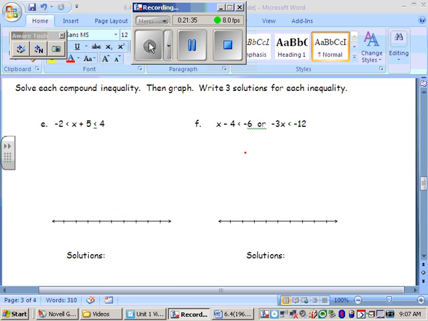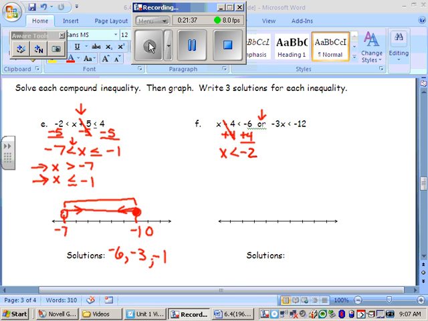Negative 6 plus 4 is negative 2. Then you'll drop down the word OR. So our first inequality is that x can be any solution that's less than negative 2.